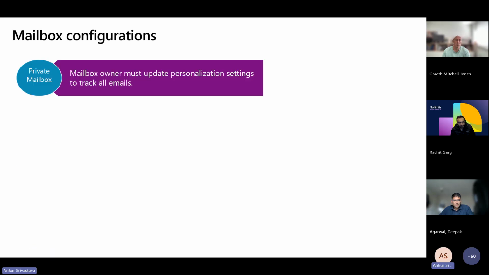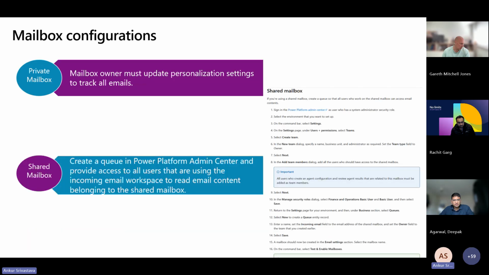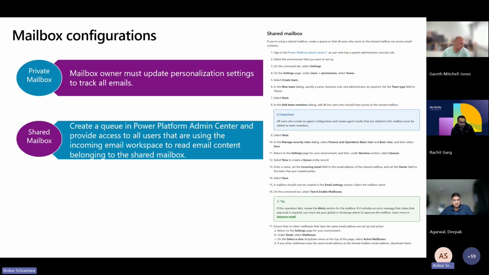The second last step, I can call it mailbox configuration. To enable the email analysis and delivery features of the supplier communication agent, you must set up the targeted mailbox so that they are synchronized with the Dataverse at the server level. And these can be set up as private and like the shared mailbox. So for private mailbox, the owner must update personalization settings to track all emails. That's something I'm going to talk about today.